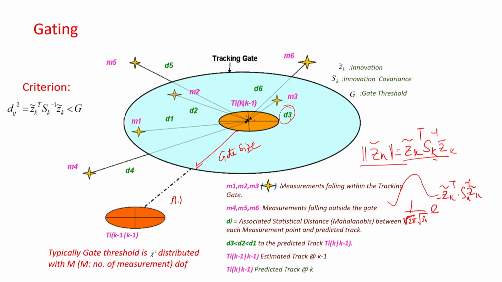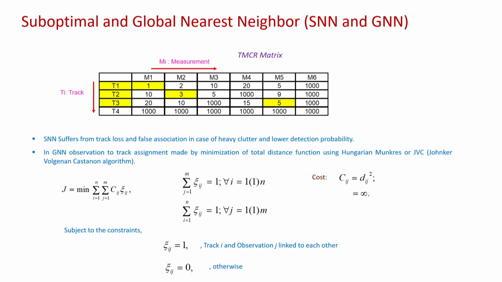So, this is also actually the gating, where you are working based on your Mahalanobis distance. With this Mahalanobis distance, now I will come to the suboptimal nearest neighbor and global nearest neighbor problem. Let us take this after gating. Once you have done gating, you get this kind of TMCR matrix. TMCR matrix means these are all statistical distances, so it is the norm of the residual Zk, the secondary norm.